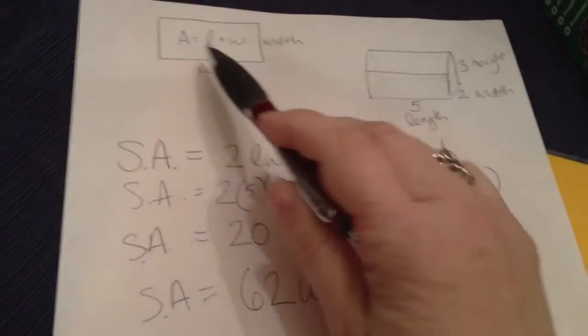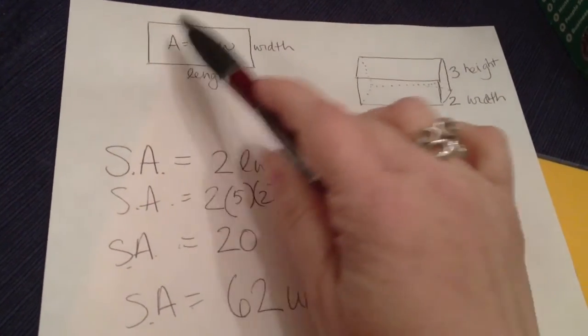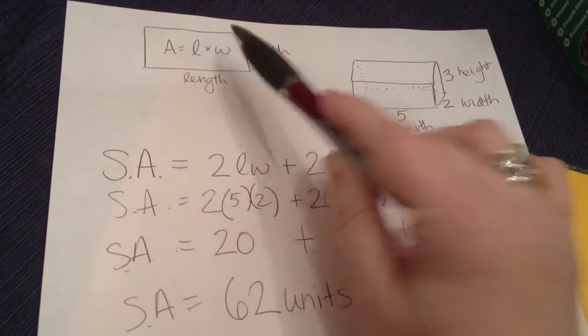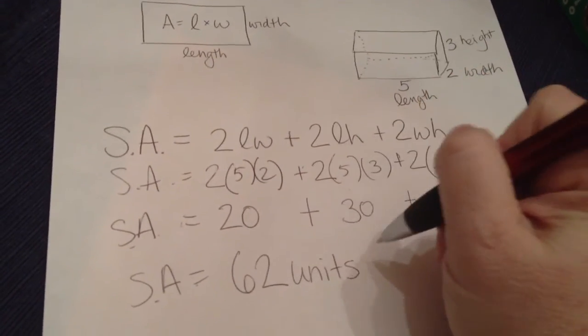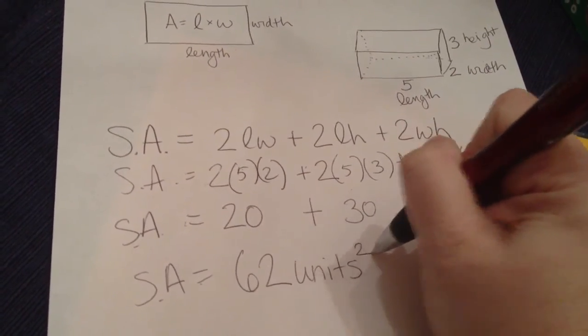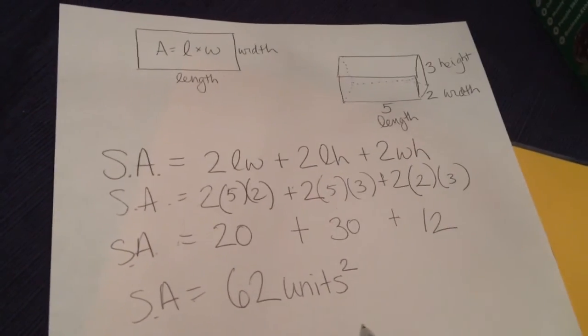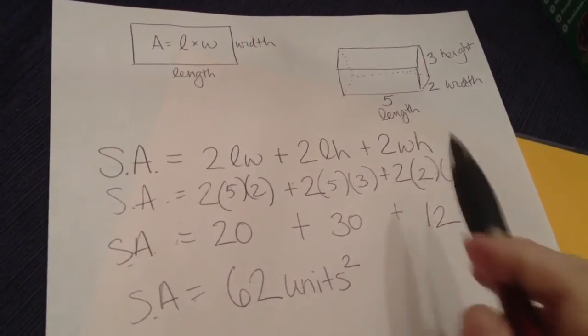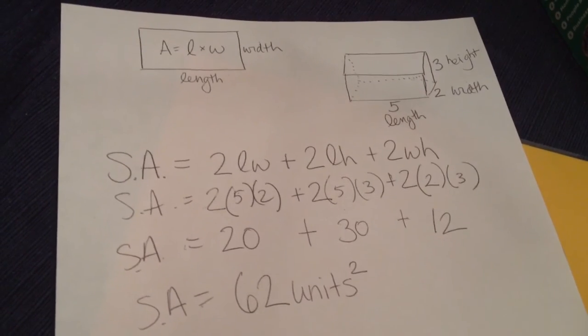And because we're dealing with area and the whole number of squares that fit into that flat surface, we need to use the squared symbol. So 62 units squared is the surface area of this particular rectangular prism.